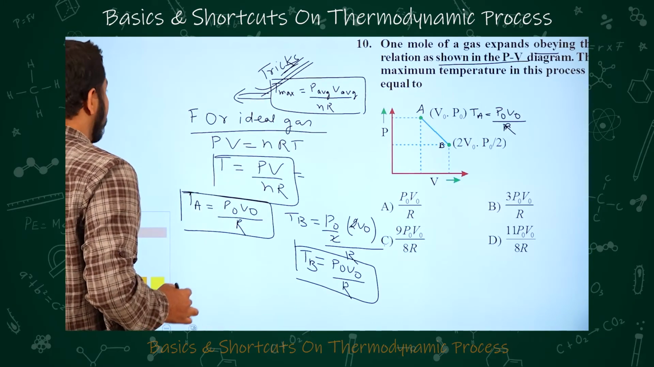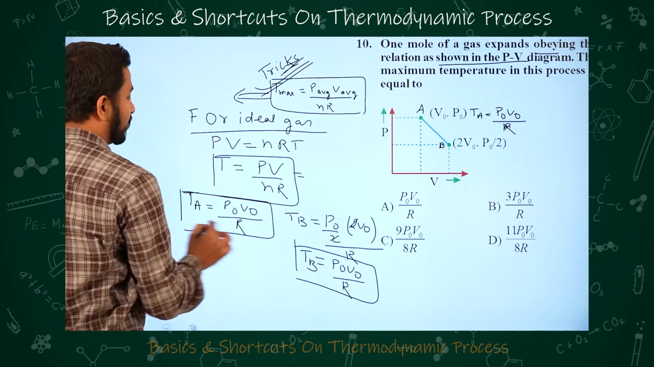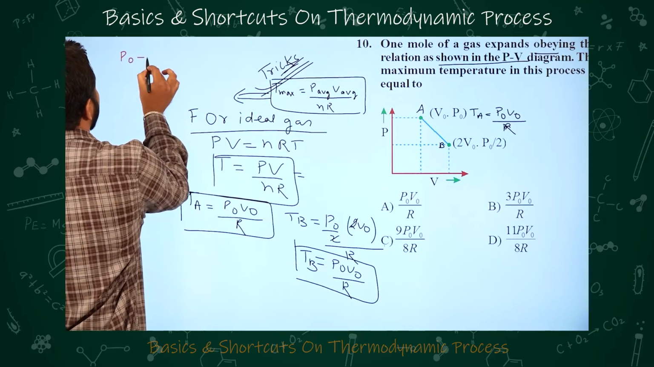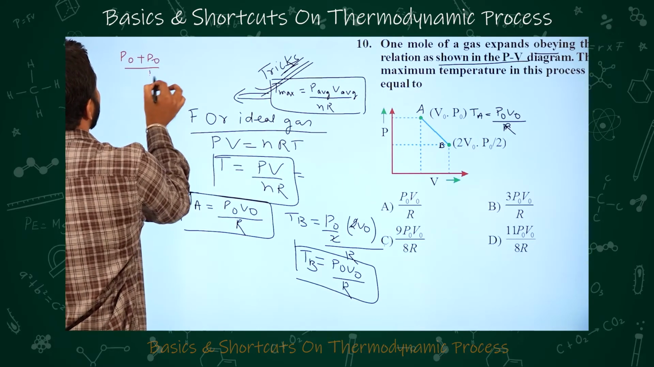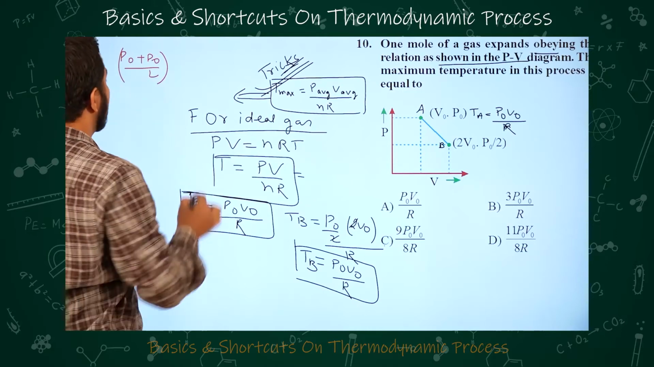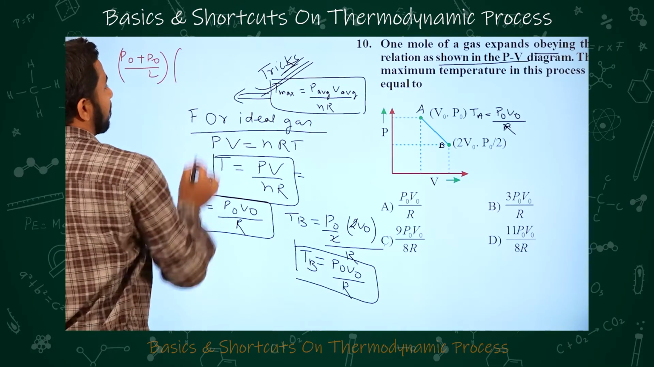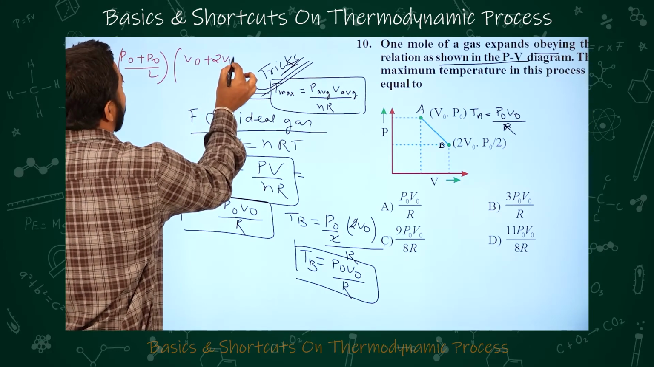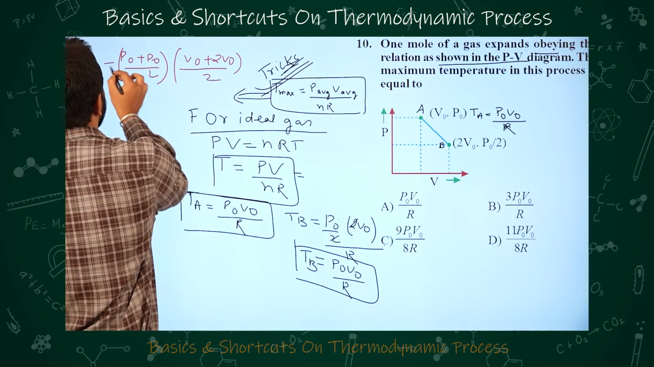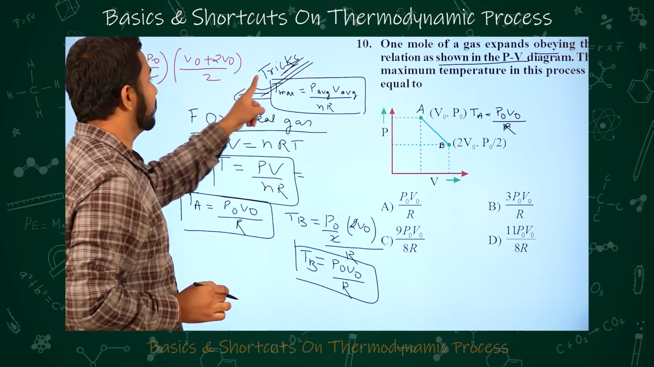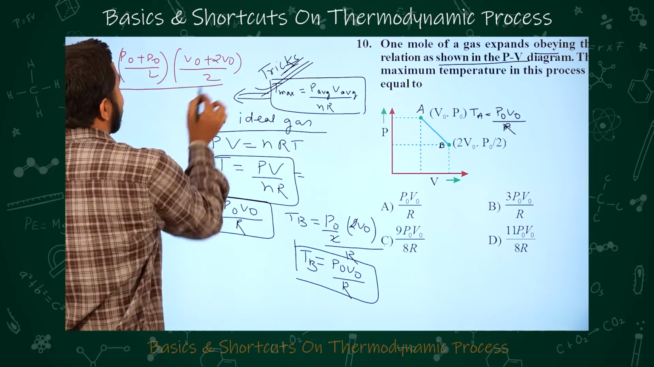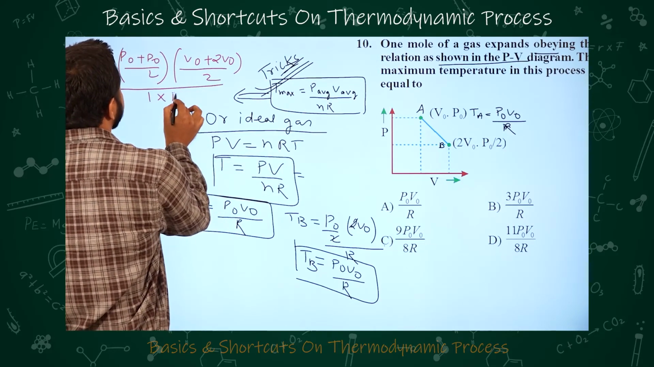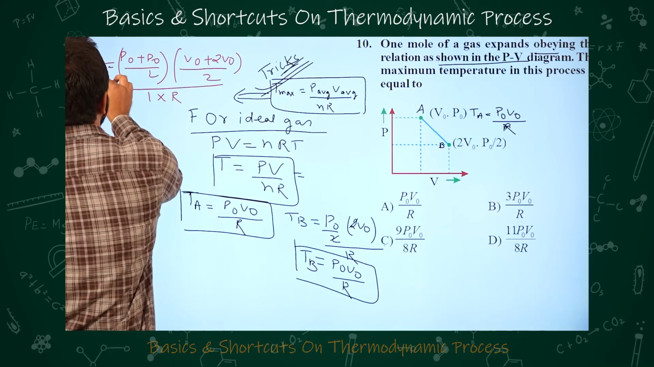So if I apply the Tmax here, P average will be P0 plus P0 by 2. This becomes my P average, and similarly I have to write it for V average. So V average will be V0 plus 2V0, by 2. This is P average, this is V average, by nR. n is 1, so I will take 1 into R. Okay, this is my Tmax, my dear student.